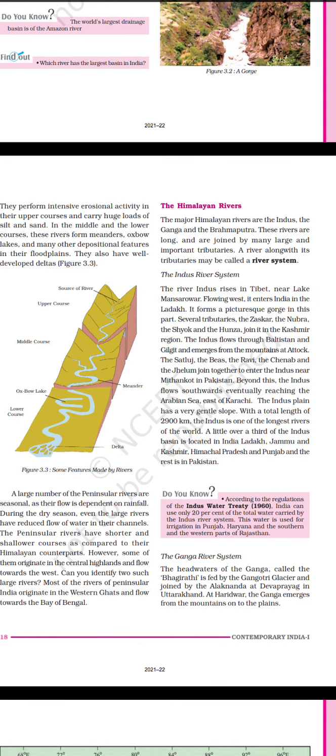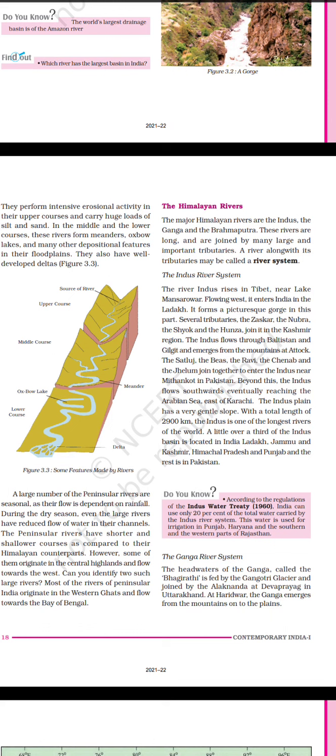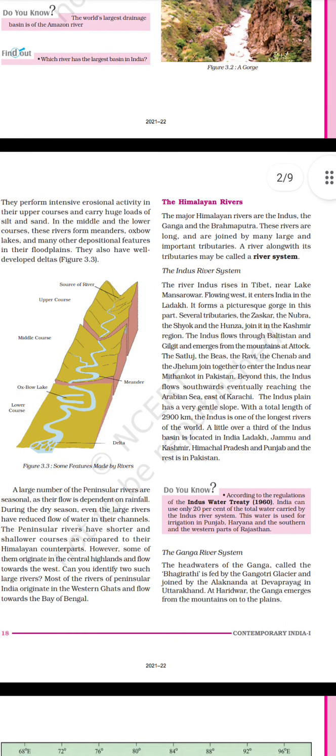The Ganga River system. The headwaters of the Ganga, called the Bhagirathi, is fed by the Gangotri glacier and joined by the Alaknanda at Devprayag in Uttarakhand. At Haridwar, the Ganga emerges from the mountains onto the plains. Take a look at figure 3.4, major rivers and lakes.